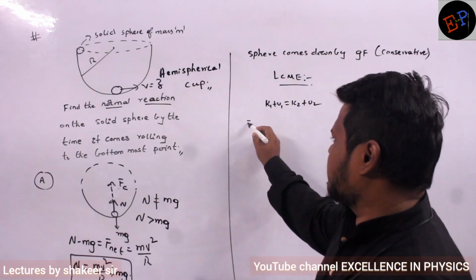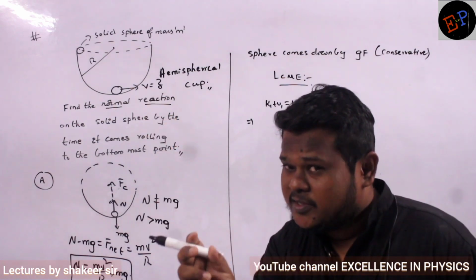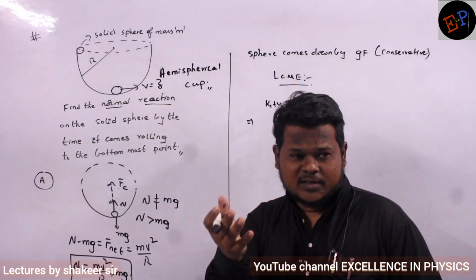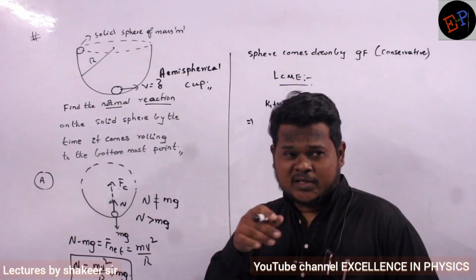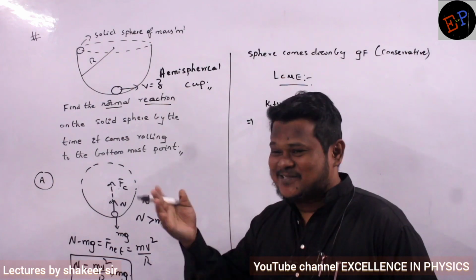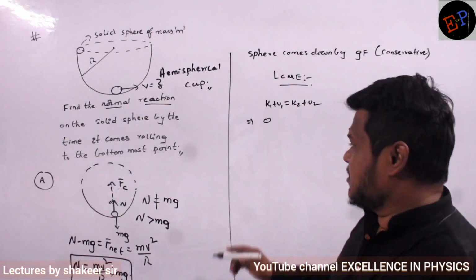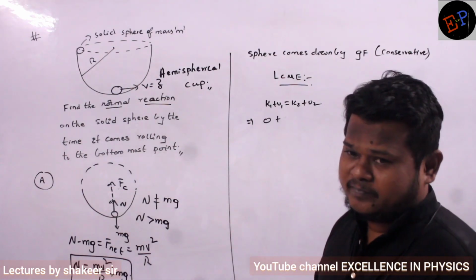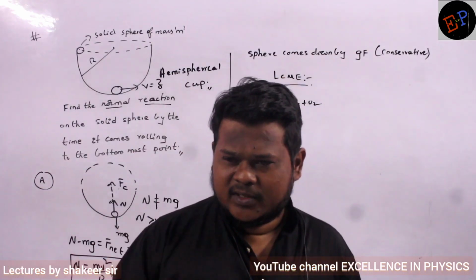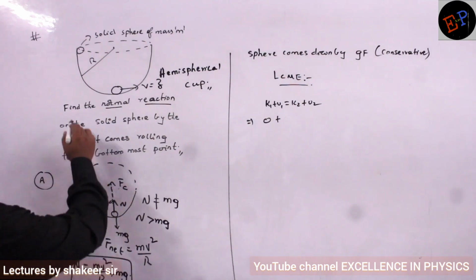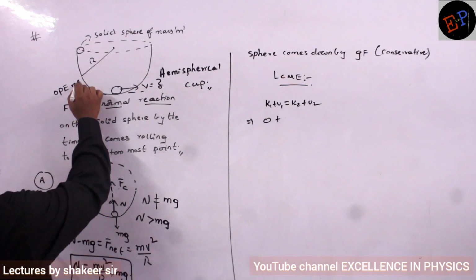So what is the initial kinetic energy of the system? When I release the ball, is it having any kinetic energy? As soon as I release it, it doesn't have any velocity. So the initial kinetic energy is 0. The initial potential energy of the ball depends on the reference. Potential energy you can never define without a reference. I will take this one to be my zero potential energy reference.